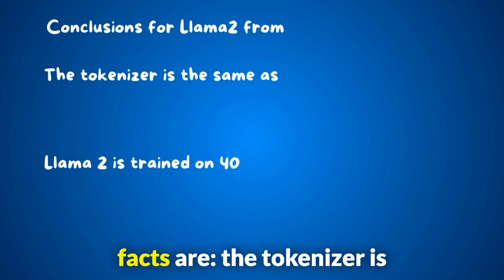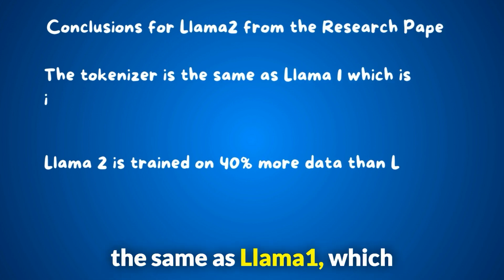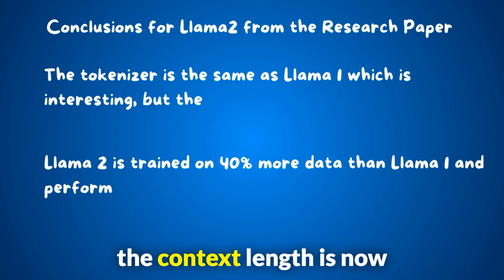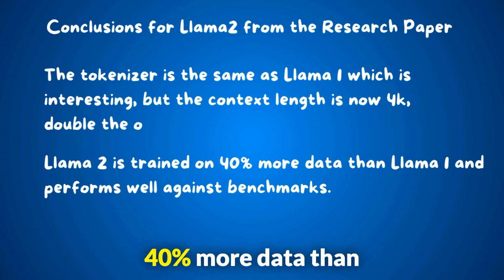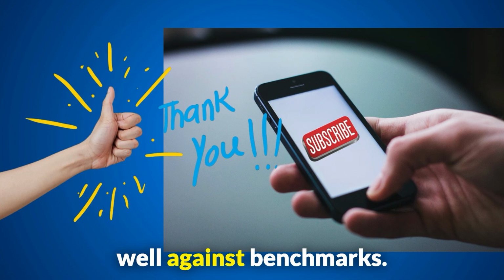Now, two other interesting facts are that the tokenizer is the same as Llama 1, which is quite interesting, but the context length is now 4K, double the original. Llama 2 is trained on 40% more data than Llama 1 and performs well against benchmarks.